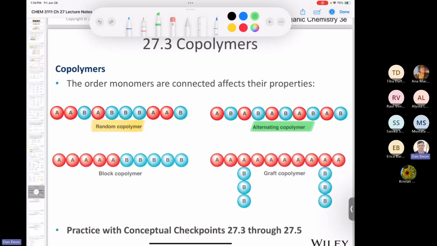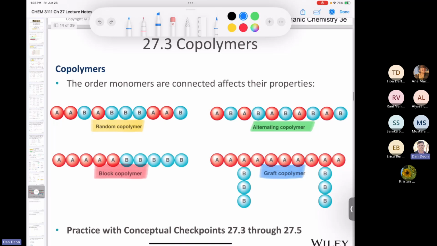Then we have a block copolymer. Block copolymers are almost like what we call an oligomer, where you have a few subunits put together, and then you bind to another group of subunits. That's a block copolymer. And a graft copolymer, you could probably figure out without my help, is where you have the main chain, and then you have branches grafted onto it that are different. Those are the main types of copolymers that we can have.